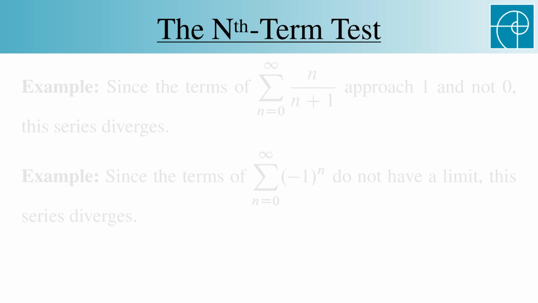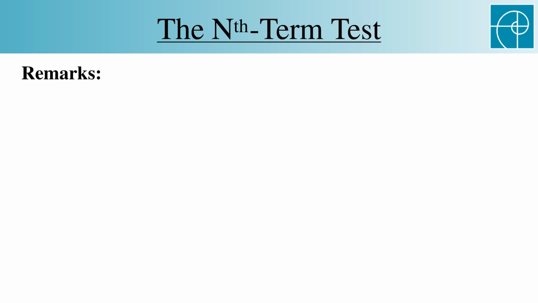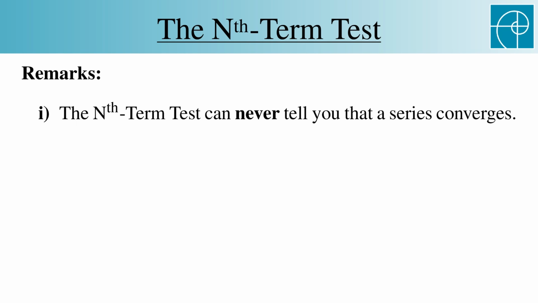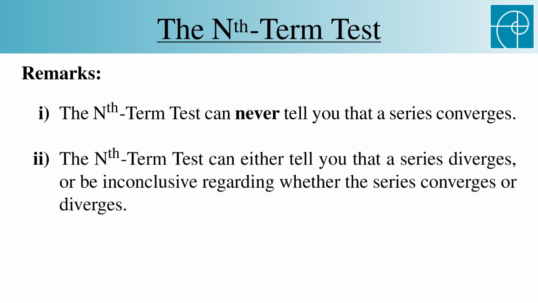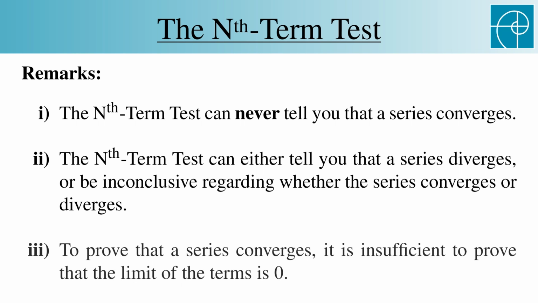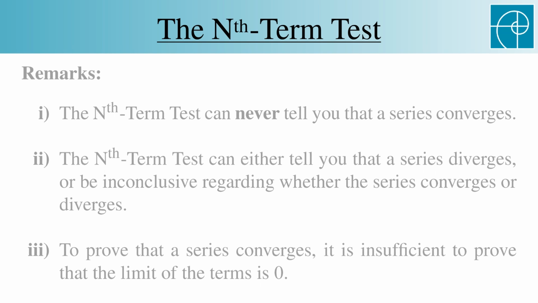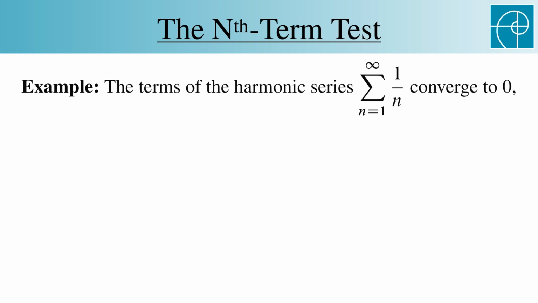We should make three closely related remarks. First, the nth term test can never tell you that a series converges. Second, it can either tell you that a series diverges, or it can be inconclusive about whether or not the series converges. Third, to determine that a series converges, it doesn't suffice to show that the limit of the terms is 0. For example, the terms of the harmonic series converge to 0, but this series diverges.